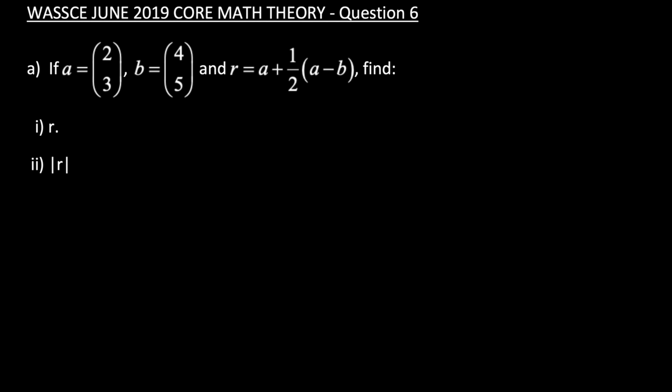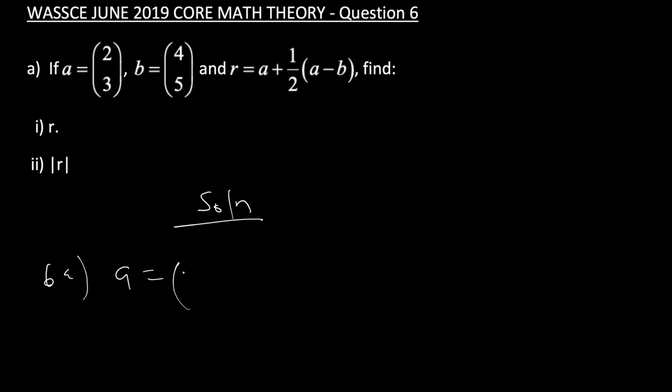In this video, we'll be solving question 6 of the 2019 WASSCE Core Maths Theory questions. So we'll begin with question 6a. If A is equal to (2, 3), B is equal to (4, 5), and R is equal to A plus 1 over 2 into brackets A minus B, find (i) R, (ii) the length of R. So let's move on to the solution of question 6a.